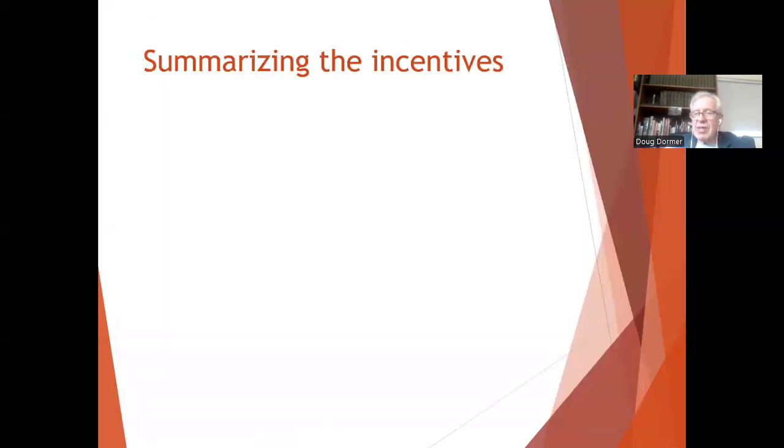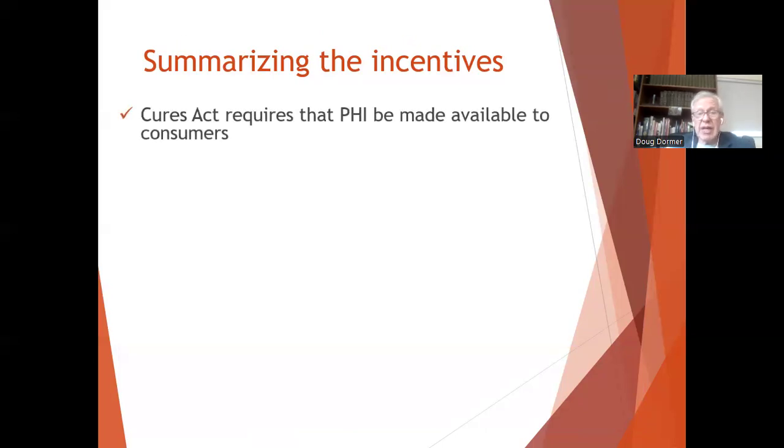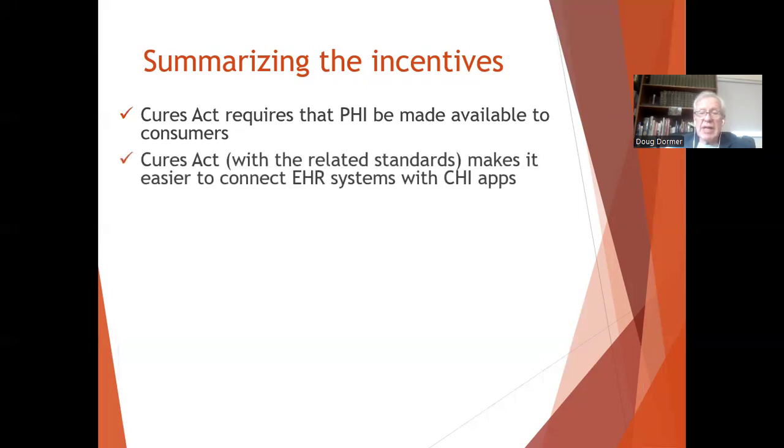How do we summarize then where we are? Well, first of all, the Cures Act requires that protected health information be made available to consumers. Information blocking, as it's called in the Cures Act, is prohibited. The Cures Act, with related standards, makes it easier to connect with EHR systems, to connect EHR systems with CHI, and to connect through health information exchanges.